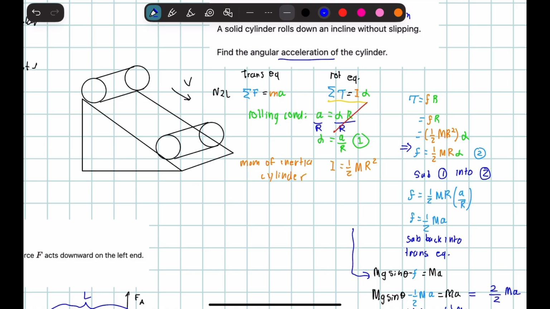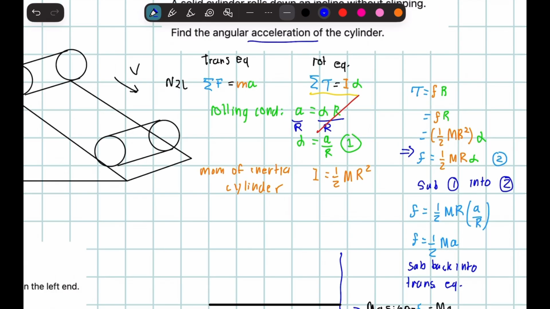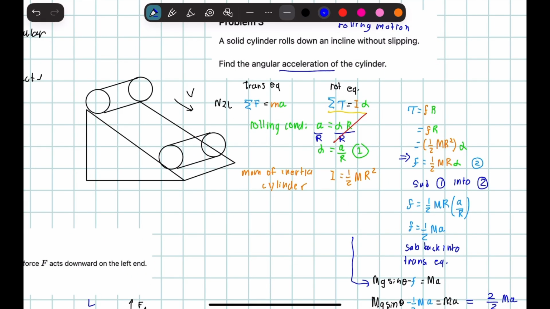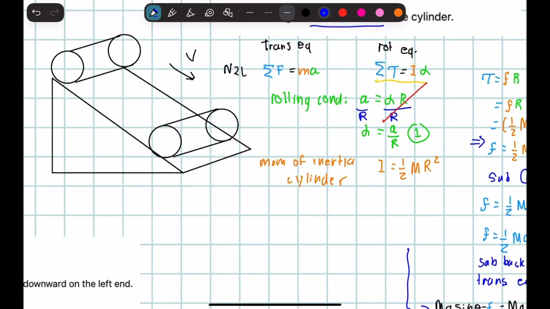Therefore, you need to use Newton's second law to represent the total sum of the forces and the total sum of the torque in these two different subcategories. In the translational form, the net force is equal to the mass times acceleration, and in the rotational form, the net torque is equal to the inertia times alpha, the angular acceleration. And the rolling condition for an object is that the acceleration is equal to alpha times the radius. So this relates the translational and the rotational worlds together.